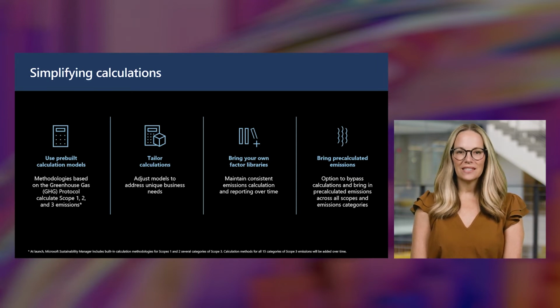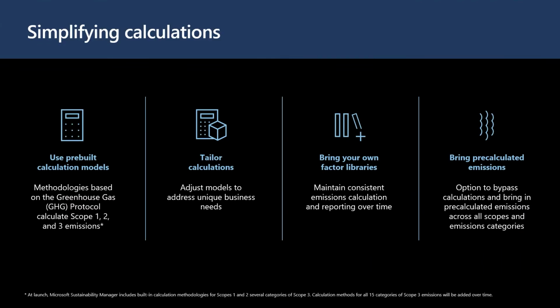You have the ability to tailor calculations based on data source, activity, and industry standard coefficients, customizing the emission factors and formulas you use to convert raw data into calculated emissions to generate more accurate results for your organization. Sustainability Manager has a growing global set of factor libraries within the solution, but as I'm about to show, it's simple to bring your own factor libraries, which may be required for a variety of reasons. You may also bring in pre-calculated emissions across all scopes and emissions categories.